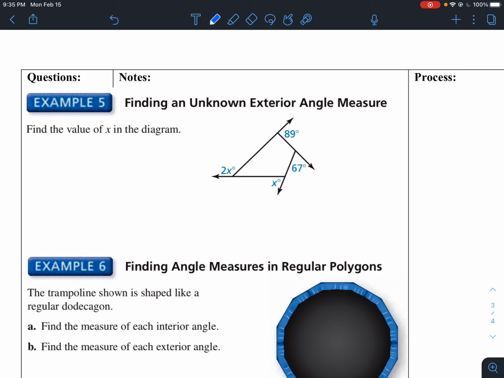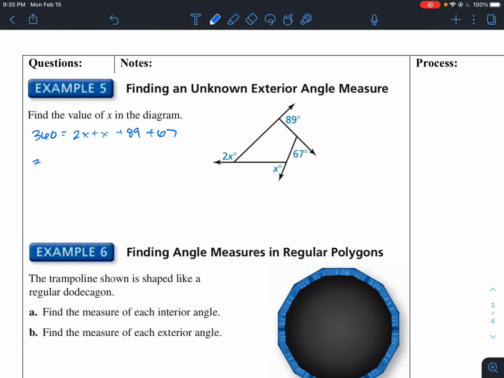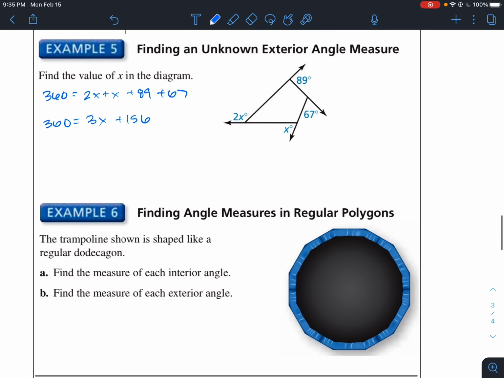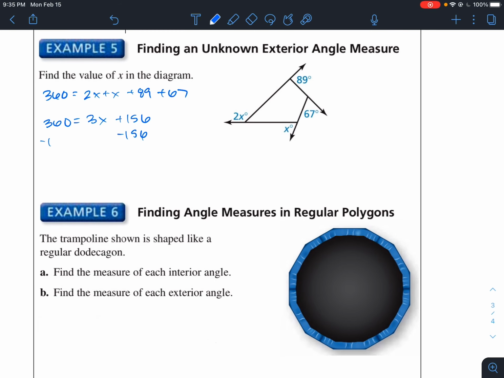So we know that 360 is equal to 2x plus x plus 89 plus 67. Then simplify that: we get 3x, and when we add those two terms together, we get 156. Here I can subtract 156 from both sides. So 360 minus 156 should be 204. So 204 is equal to 3x. I can divide by 3, and x should equal 68 degrees.